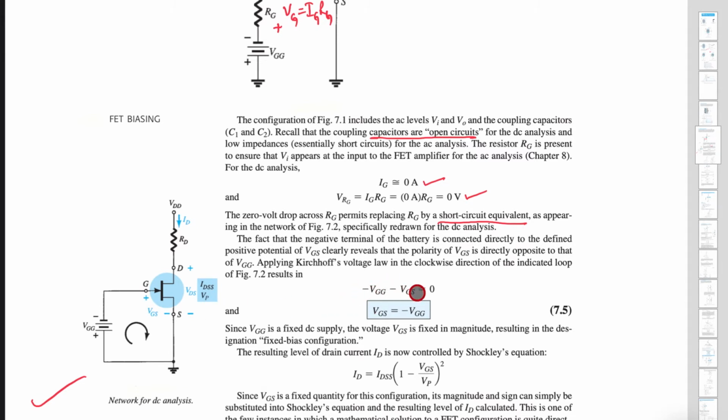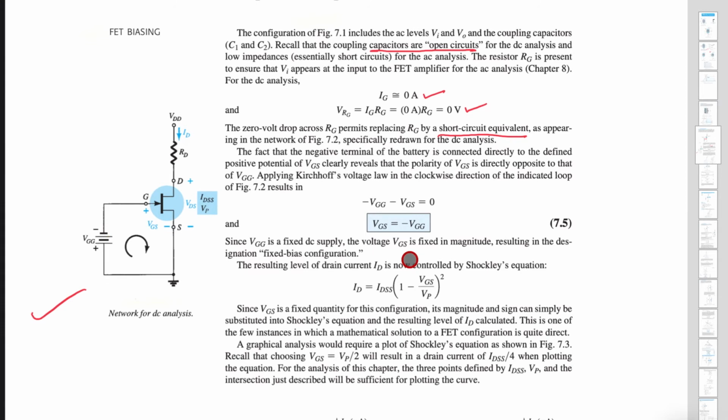So both are with a minus sign. This is the convention for KVL. So these are the only two voltage drops, which are equated to 0. This is the KVL applied for this loop, and it yields VGS is equal to minus VGG. So VGS is opposite of this. Now, this is the equation you need to remember to calculate ID. This is the equation given by Shockley, called Shockley's equation: ID equal to IDSS into 1 minus VGS by VP whole square.